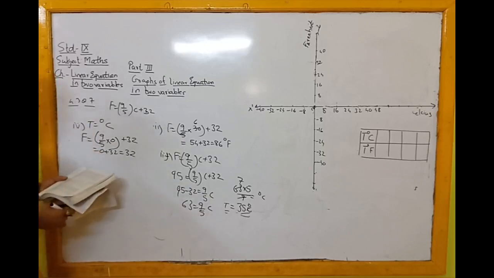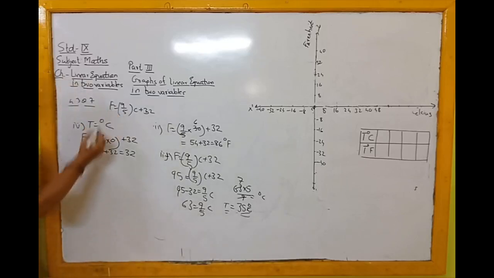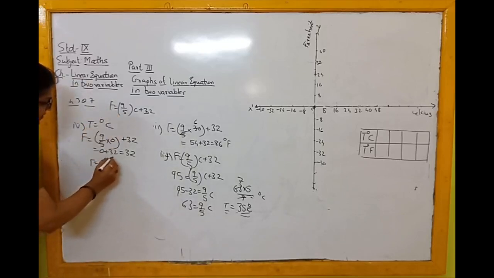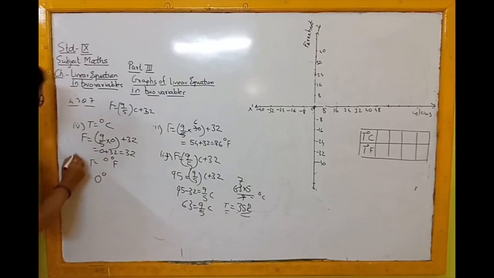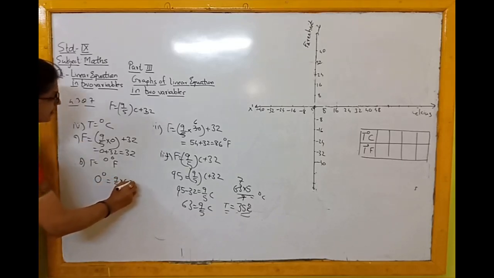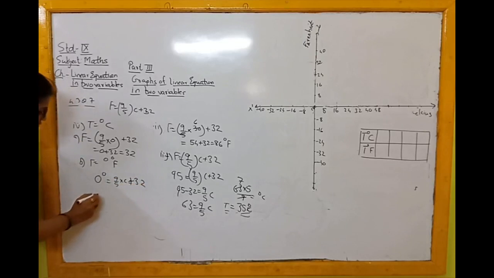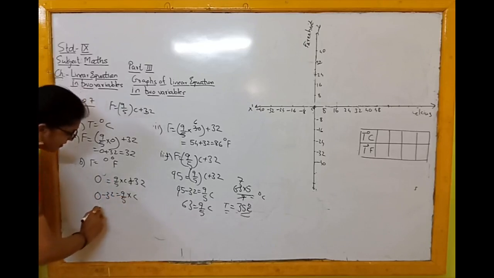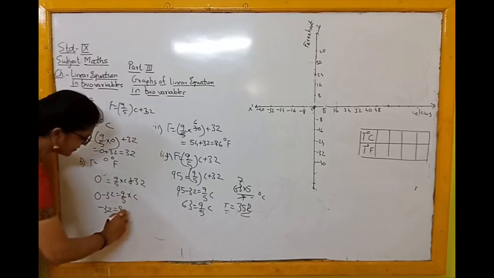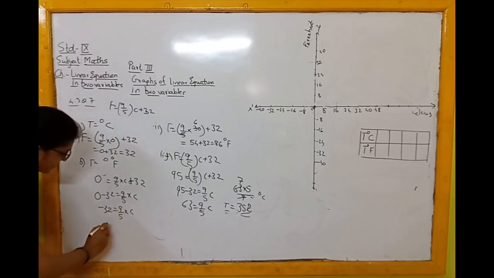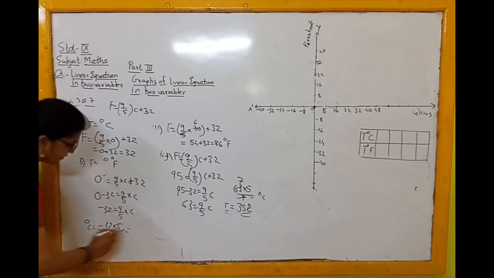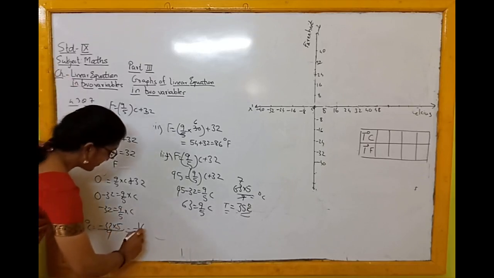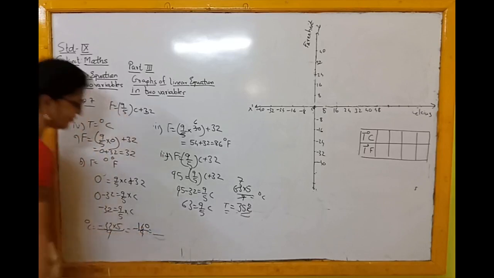What is the next question? If the temperature is 0 degrees Fahrenheit. So now Fahrenheit temperature is 0 degrees. A part is this one, B part is this one. 0 is equal to 9 by 5 into C plus 32. So 0 minus 32 is 9 by 5 into C. Minus 32 is 9 by 5 into C. So temperature in Celsius is minus 32 into 5 upon 9. So multiply it and find it out. It is minus 160 upon 9. Convert it into decimal form.